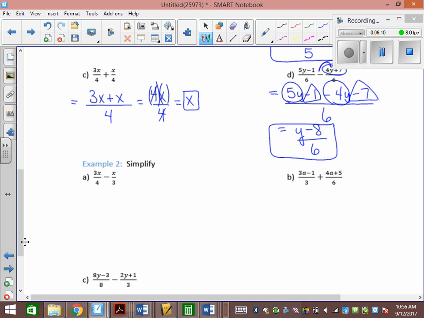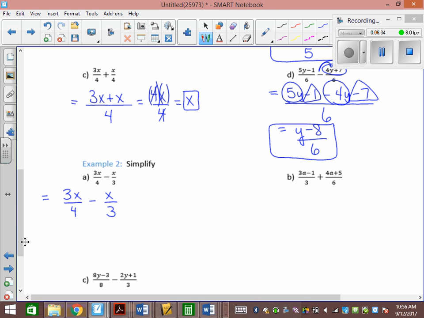We got to get common denominators. The only way we can get common denominators is by making the denominators either the same as what they are or bigger. You can't make the denominators smaller. You can't divide to get down to them, but you can multiply. So what's common to 4 and 3? 12. So I have equal to 3x over 4 minus x over 3.